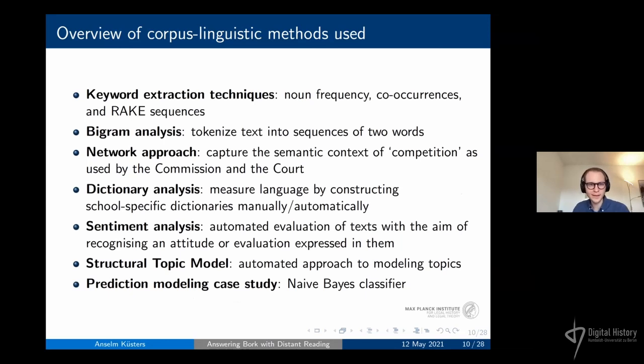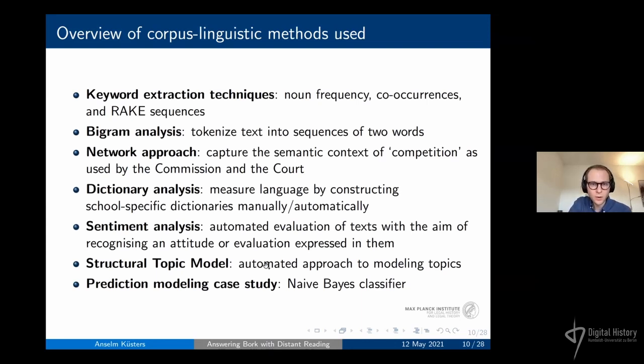But I thought in this setting, it might be interesting to compare all of the different methods that I have used and to assess which of these has been more useful, which has been not so useful, what are their respective advantages and disadvantages, and maybe we can discuss this afterwards in the Q&A. So in a sense, I don't try to convince you with all of these methods, I will just show them each after the other, and then we can discuss their respective merits.